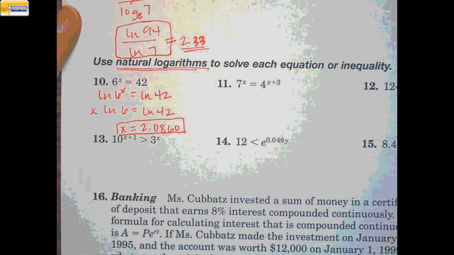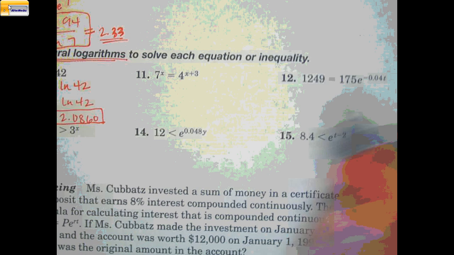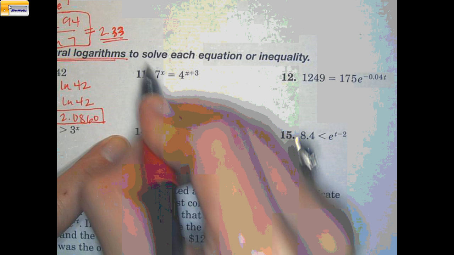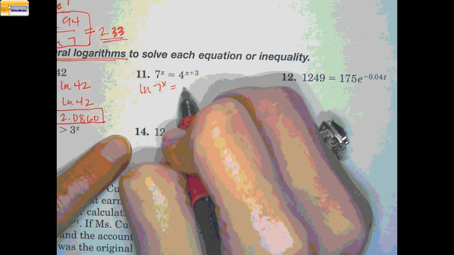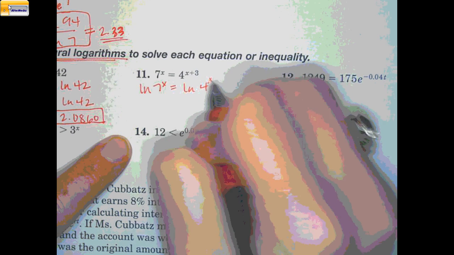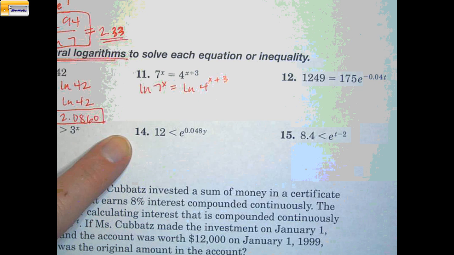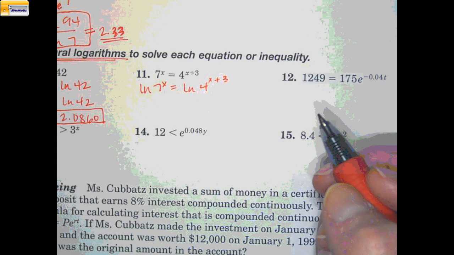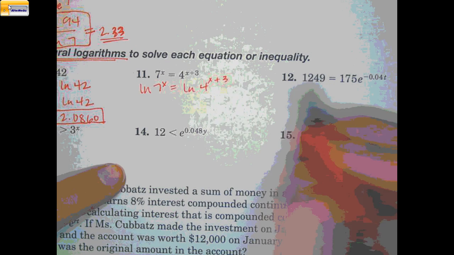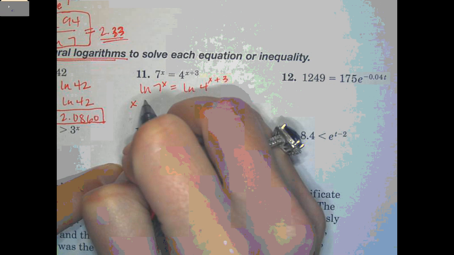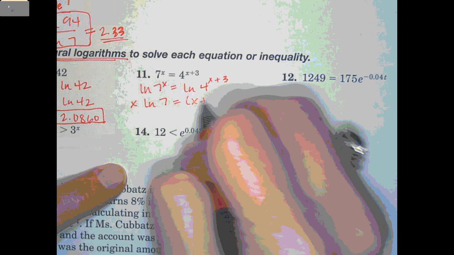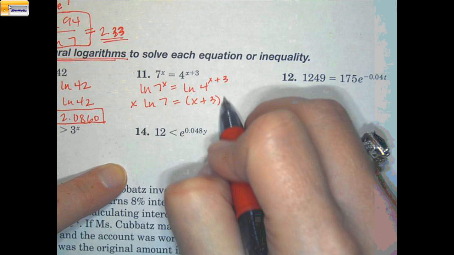Number 11 works very similarly. So we can say natural log of 7 to the x equals natural log of 4 to the x plus 3. I want those exponents to not be exponents so that I can mess with them. So let's throw them over the top so that I have x times natural log of 7 equals (x plus 3) times the natural log of 4.